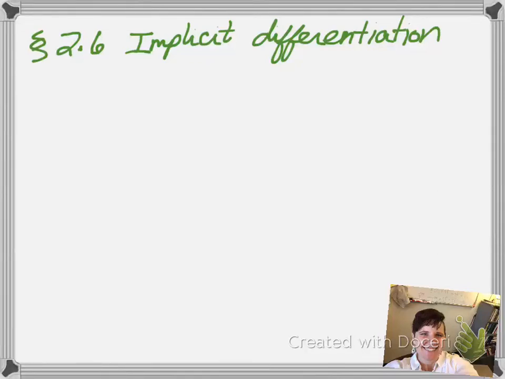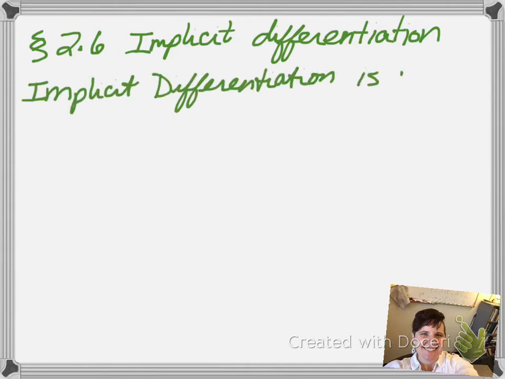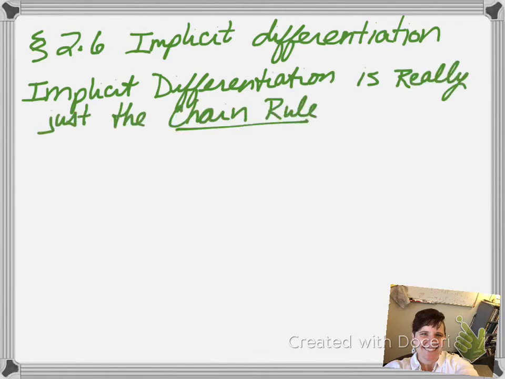In this lesson, we're talking about section 2.6 from our Apex Calculus book, and this is on implicit differentiation. And the biggest thing that I want to share is that implicit differentiation is really just the chain rule.